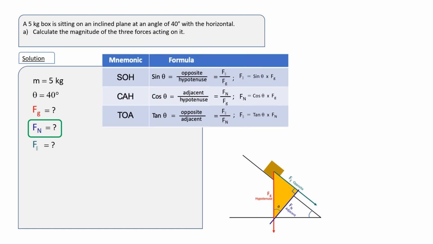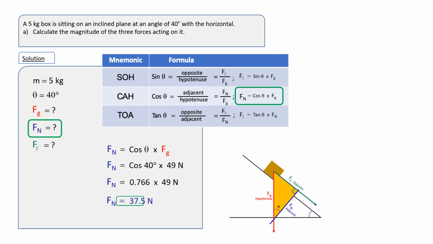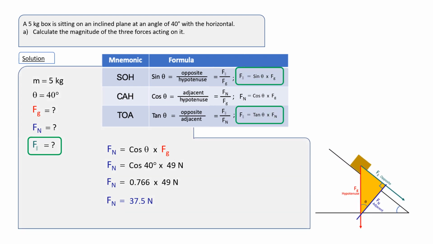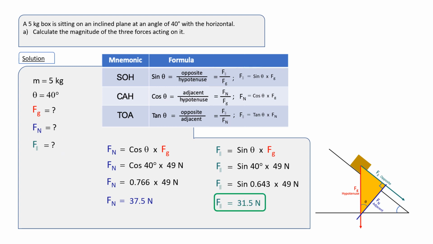Next, we'll solve for Fn. Fn, being the adjacent side in our right triangle, is equal to the cosine of theta multiplied by Fg, the hypotenuse. Plugging in and solving gives Fn is equal to 37.5 newtons. Similarly, we can solve for the parallel force. Though either one of these two formulas can be used to solve for the parallel force, we'll use the first one. F parallel is equal to sine theta times Fg, obtaining 31.5 newtons for the parallel force.